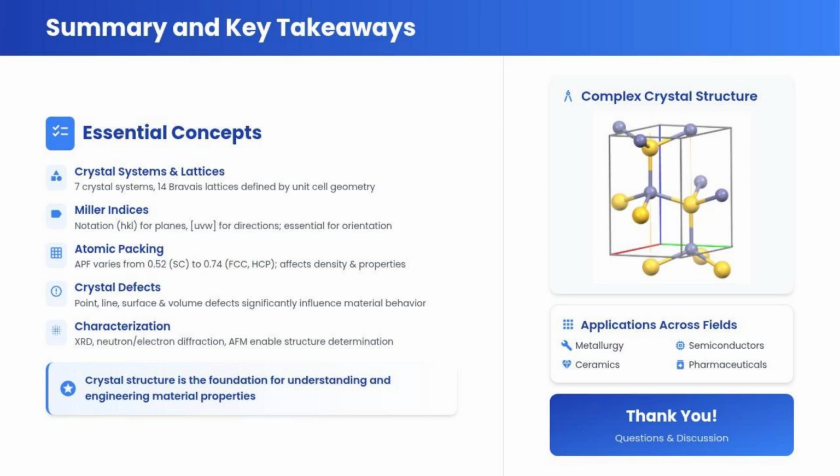To conclude, we have explored the foundational geometry of the solid state, from the 7 crystal systems to the identification of planes and directions. We have seen how imperfections and orientations determine the strength and utility of materials. As you continue your studies in materials science, remember that everything, from the silicon chips in your phone to the aluminum in an aircraft wing, starts with the crystal structure.